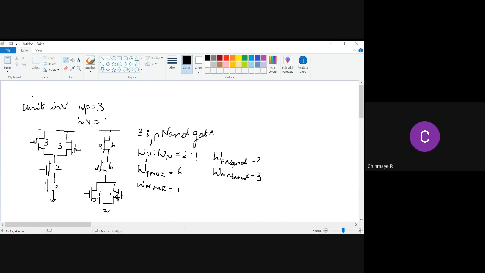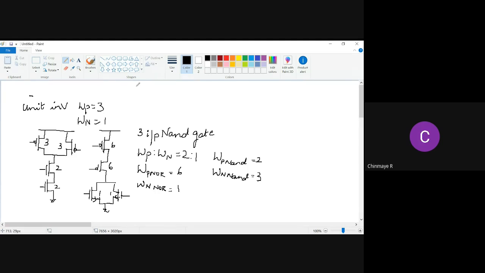So we are sizing it in such a way that the effective, worst case, effective resistance is equal to R. Is this clear to all of you? Please reply, is this clear? Yes, ma'am.